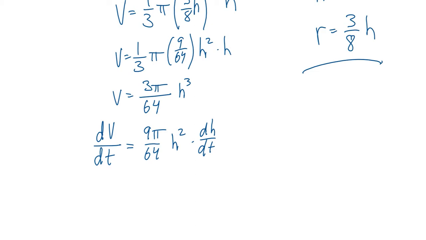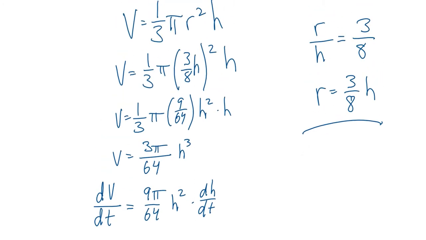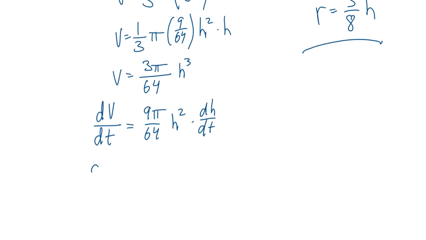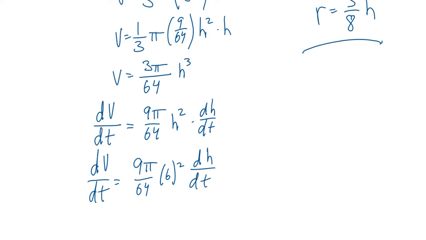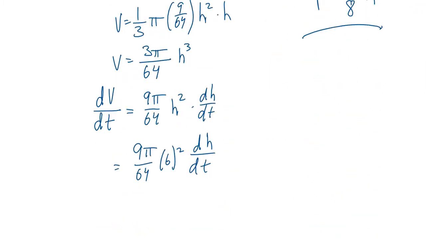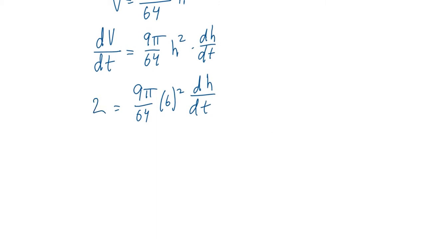Now that I've taken the derivative, I can sub in. So if we go back up, we're finding dh by dt when h is 6. So I can sub that in: 9 pi over 64 times 6 squared dh by dt. And you know what? I got to go back because I can sub in for dv by dt as well. It's positive 2. So I might as well put that in also.